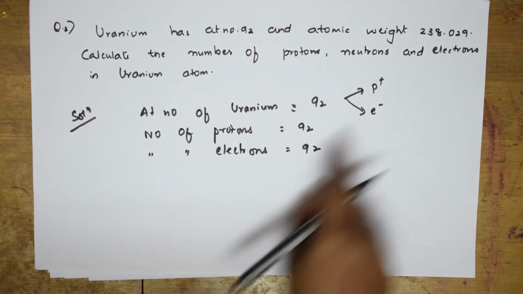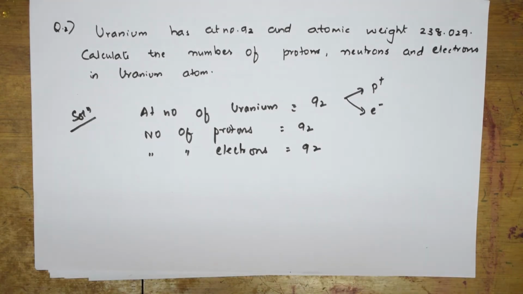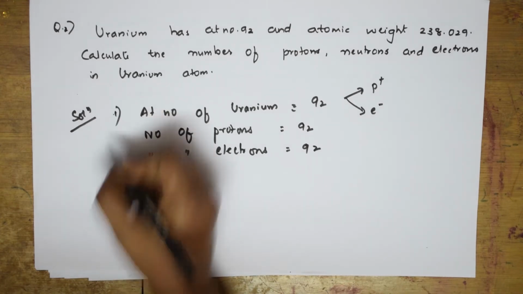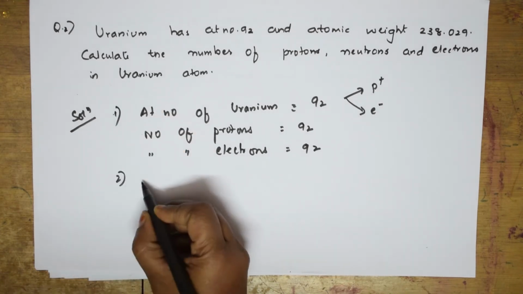Fine. So now what else is there? I need to write the number of neutrons. There's also one formula for that. This part is over; let us take this as 1. I'm coming back to the second part.